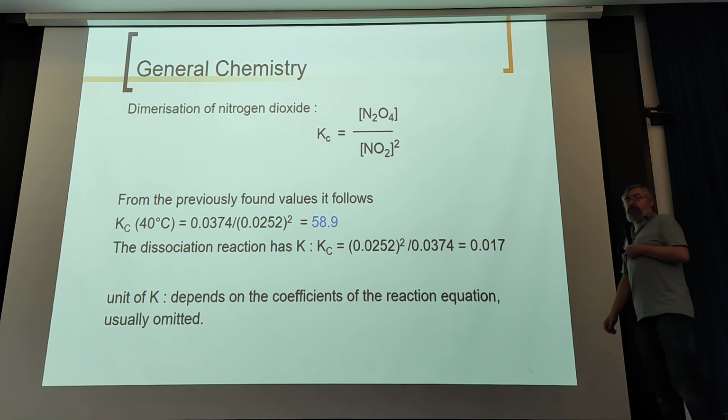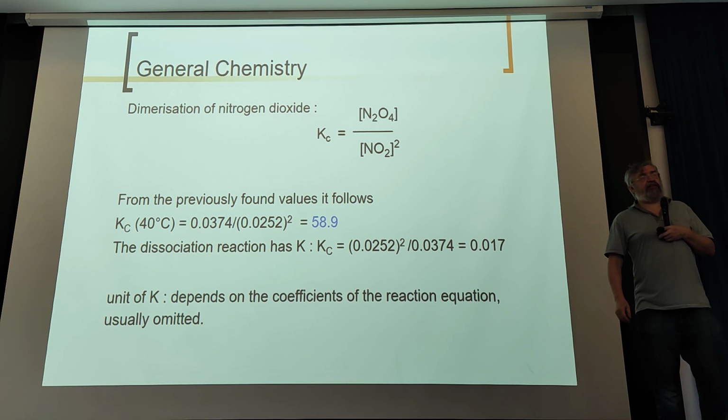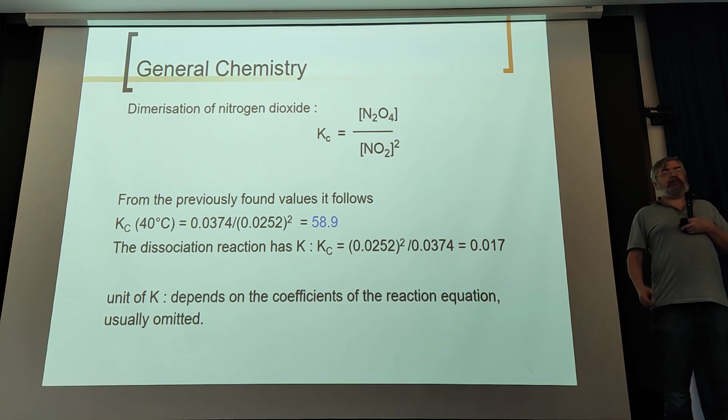So the dissociation reaction is actually the opposite. We start from N2O4 and we go to 2 molecules of NO2. So that means we interchange products and reagents. That means the new K of that reaction is 1 over K of the dimerization reaction, because we have just interchanged the part that is up on the ratio with the one that is down on the ratio.